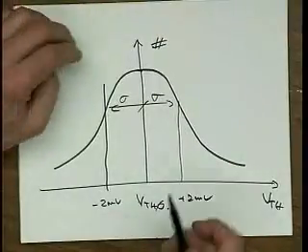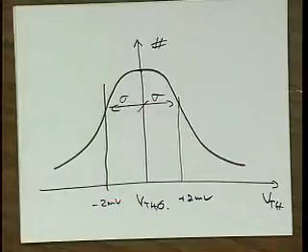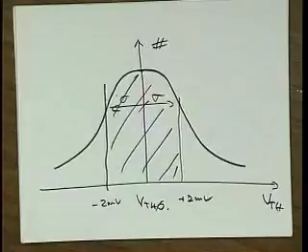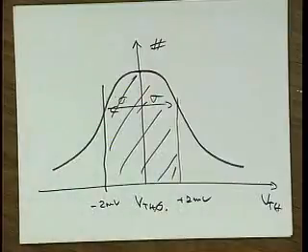Right? So really, if I say that the threshold voltage offset of my device is plus minus 2 millivolts, what I mean is that my device falls into this region here. Well, but it turns out it's only about 70% of all devices that fall into plus minus 1 sigma.